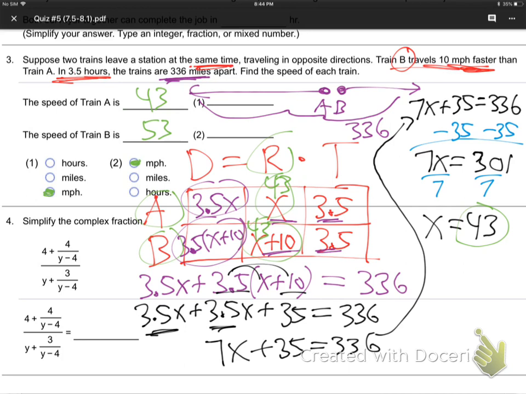So practice that one. Do it over and over again until you can do it easy. Questions before I move on?